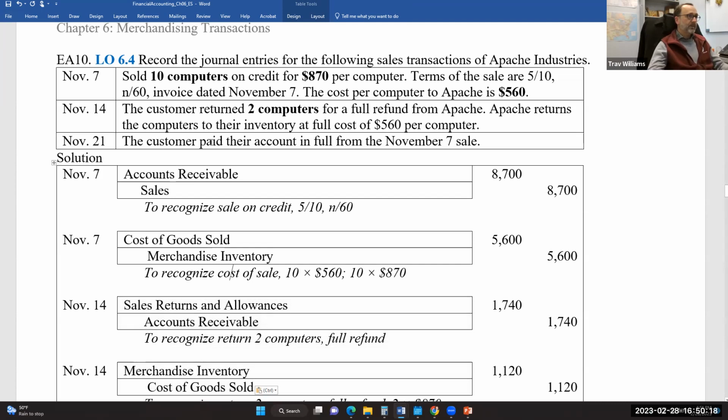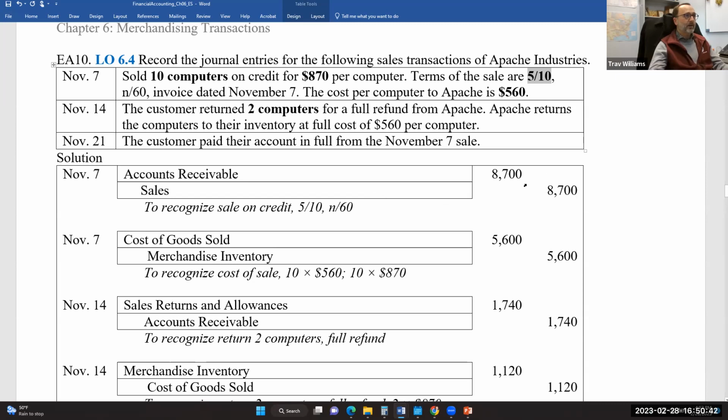And the last part, the customer paid. So what were the terms here? It was 5/10 net 60. So they had 10 days to pay. The invoice was dated November 7th. That gave them till the 17th. They didn't make it, so they have to pay the full amount.